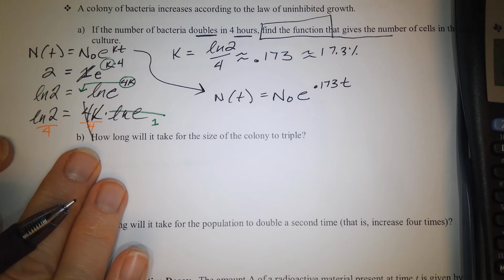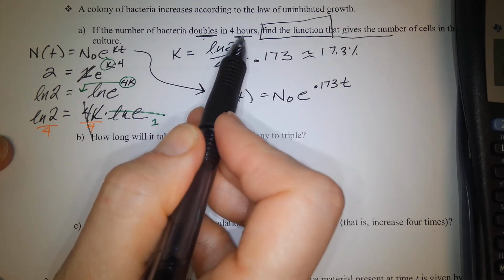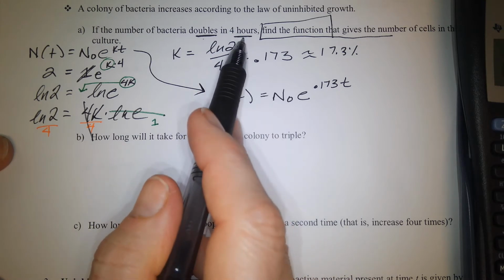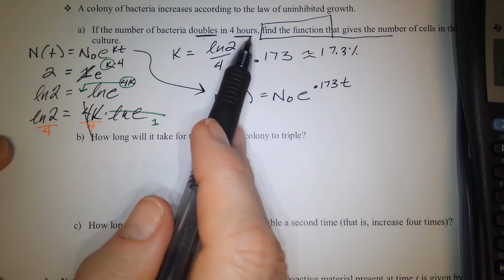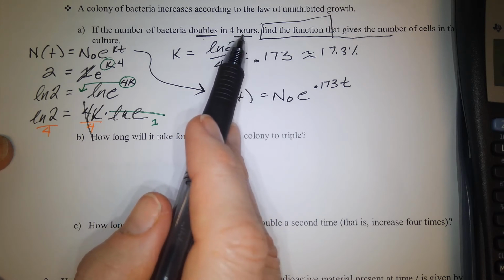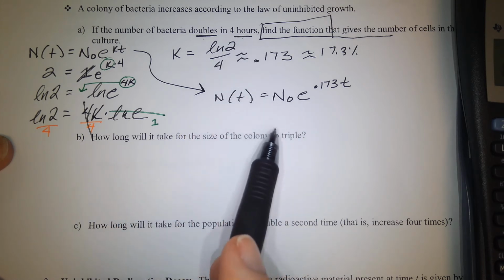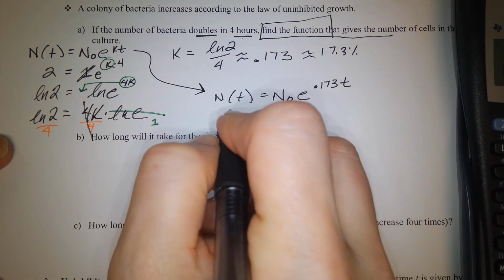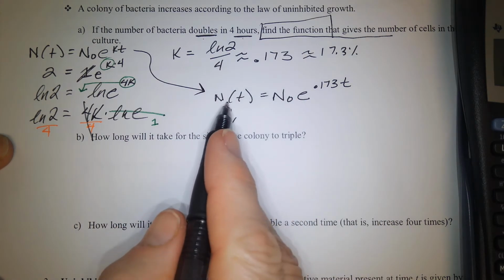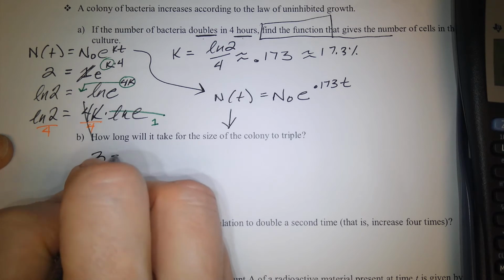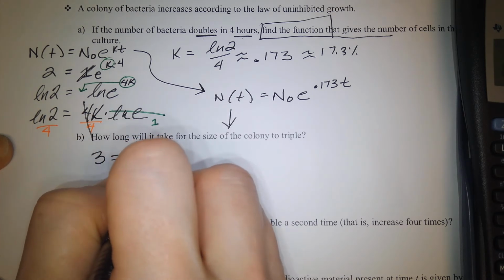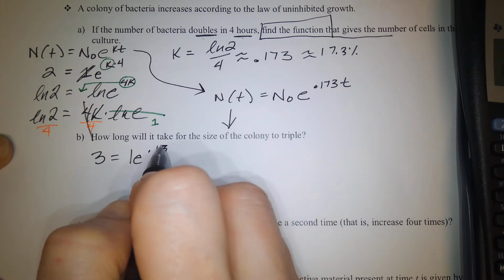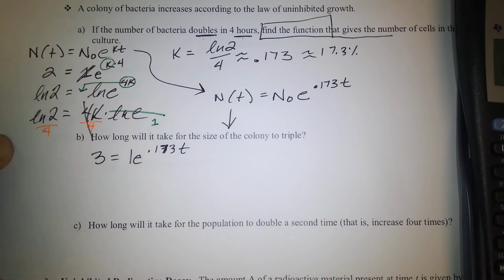So how long will it take for the colony to triple? Well, remember, it doubled in 4 hours, so it's going to triple. Obviously, it's going to take longer than 4 hours. So in order to triple, let's now change our formula into tripling. So let's use this formula. The future amount will be 3 times as much as the initial amount, e to the 0.173 t power.